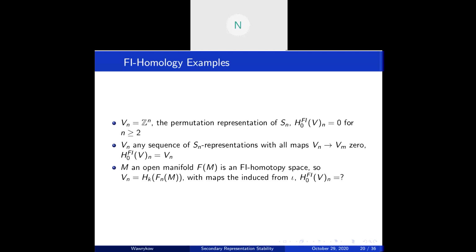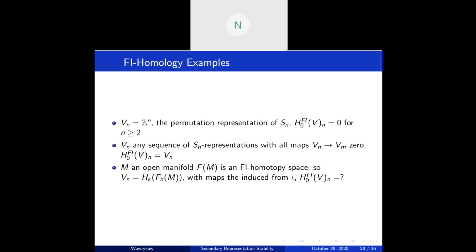And so we have our third example of an FI-module: the homology groups of the ordered configuration spaces. It's a bit harder of a question to say what the 0th FI homology groups are, and I don't really know of a way of calculating this out everywhere. But we will be able to say something nice in a few minutes once we restate what first order representation stability really is.